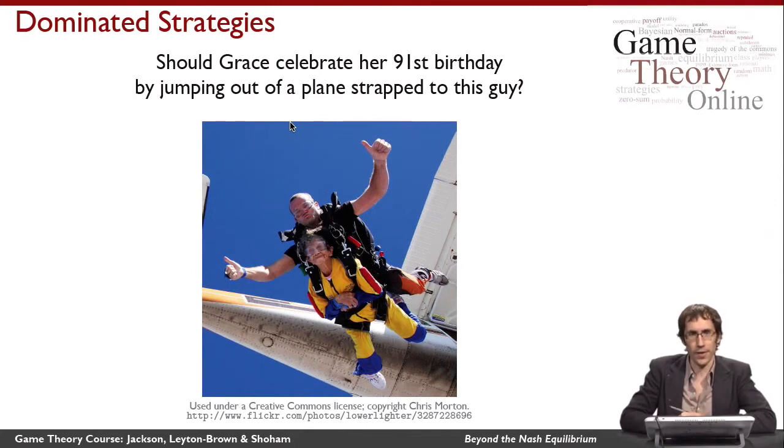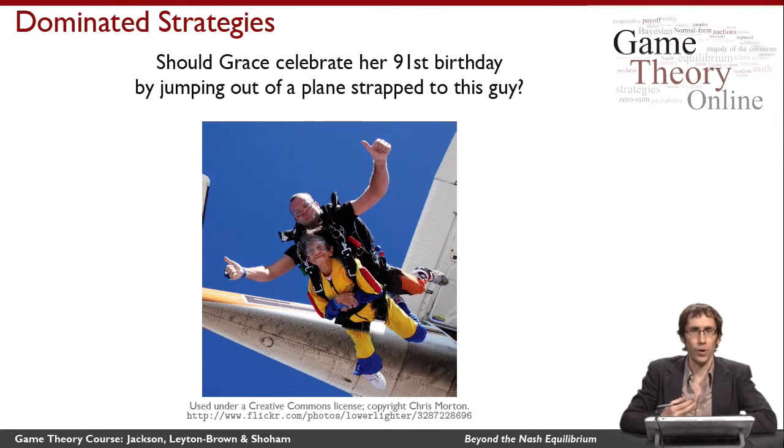I want to illustrate this by the example of Grace, shown in this picture here, who decided to jump out of a plane to celebrate her 91st birthday. So I want to think about a game between Grace and the guy that she chose to strap herself to, who you can also see in the picture. In particular, I want to think about his decision of whether to pack the parachute safely or not, and her decision about whether to jump out of the plane or not.